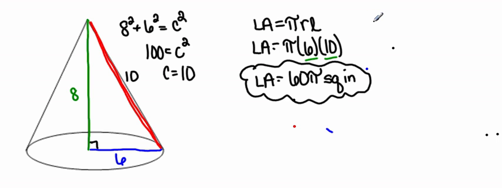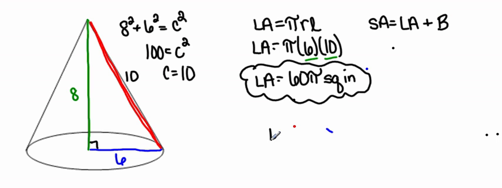The next part of this question asks us to find the surface area. In order to do that, I'm going to take the lateral area that I just found, so that's the area of this curved part of my cone. But to find the total surface area, I also need to include the area of this circular base.